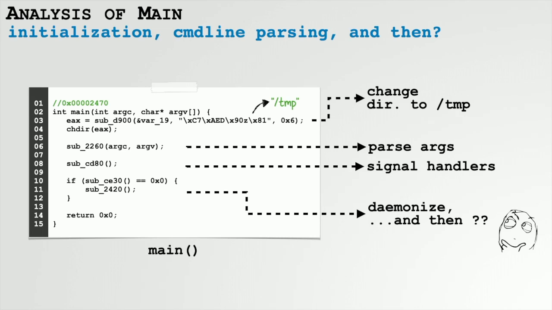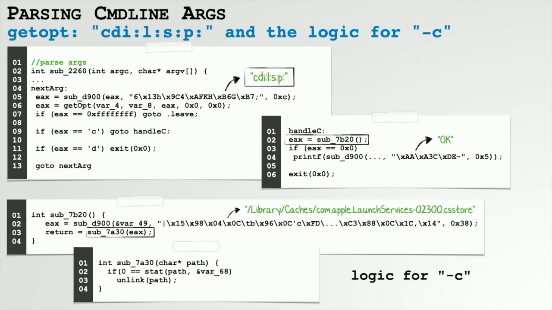First thing we can see is they decrypt the string /tmp, thanks to our Hopper disassembler script. We already know this, that is what it's going to decrypt to. It then changes the directory, invokes a subroutine to parse any arguments, installs some signal handlers, daemonizes itself twice, and then invokes something else. So let's dig into each of these subroutines.